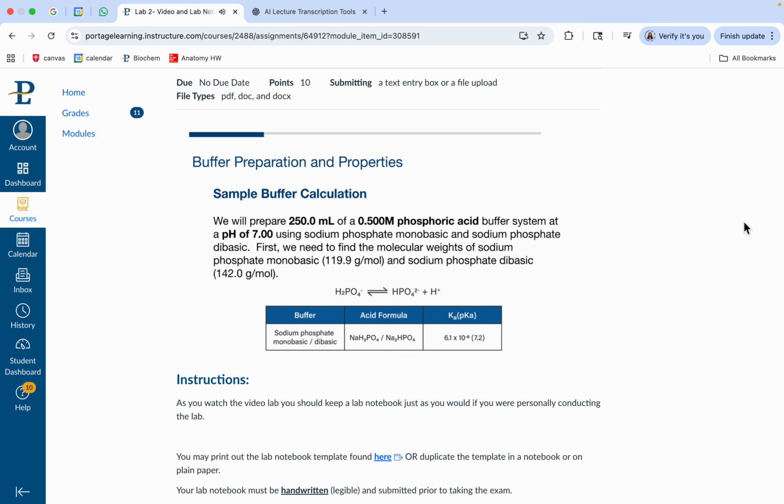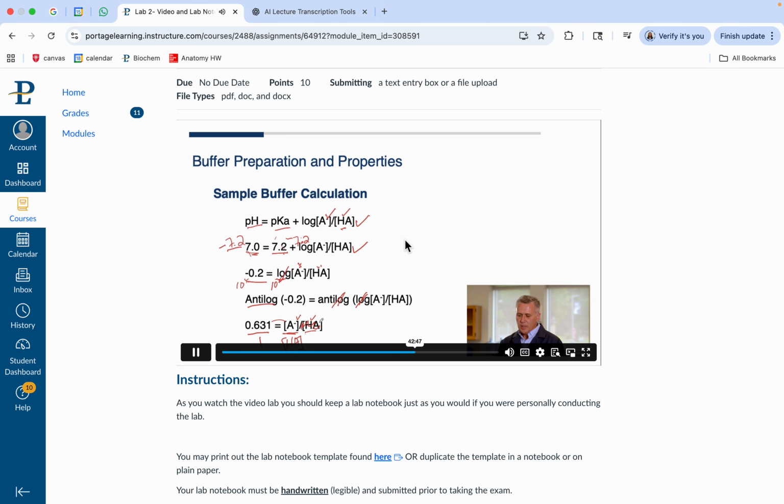And that leaves us, if we take the anti-log of minus 0.2, 0.631, and then we have A over HA. And again, we're left with that because the anti-log crosses out that log. So now we don't exactly know the individual concentrations of these two, but at least we know a relationship. And really we can think about this as 0.631 over 1. That is some ratio, 0.631 of A minus for every one of HA. So we can almost write the HA in brackets here on the bottom, right? And so we have this ratio.